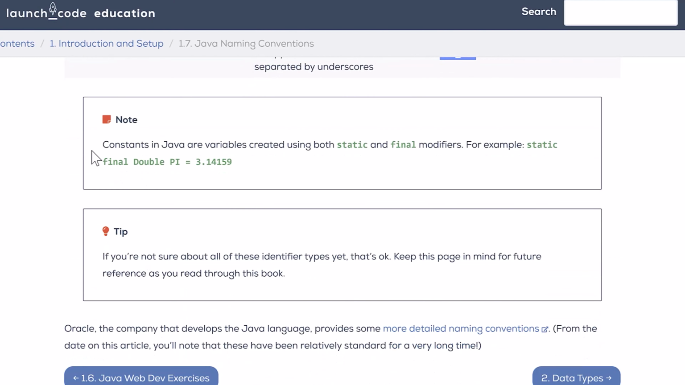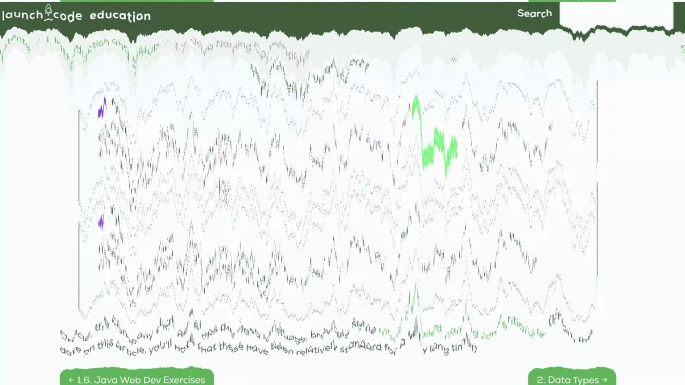Also note, constants in Java are variables created using both static and final modifiers. This is something we're going to go over. For example, static final double PI is assigned 3.14159. That means when it's final, it doesn't change. That's what constants are. You can't change constants.